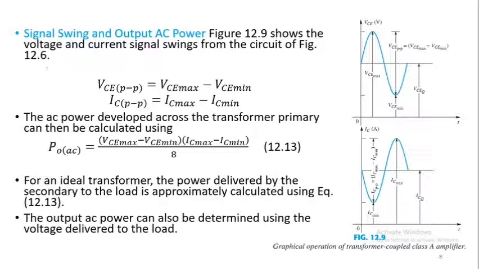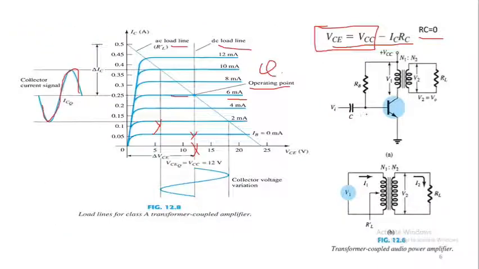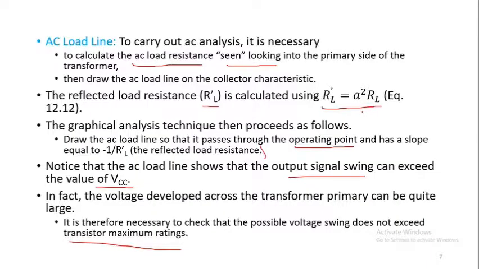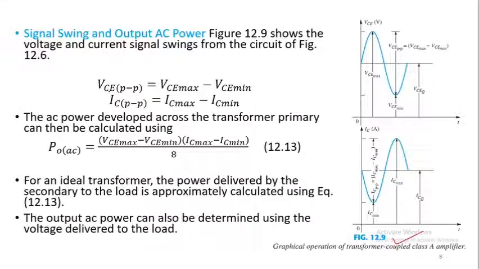Now the signal swing and the AC output power. Figure 12.9, which is this one, shows the voltage and current signal swing from the circuit of figure 12.6, which is this one. So VCE peak to peak will be equal to VCE max minus VCE min. So ये generally जो हम peak to peak value find करते हैं किसी भी signal का, तो हम maximum में से minimum value minus करते हैं, you get the peak to peak value.